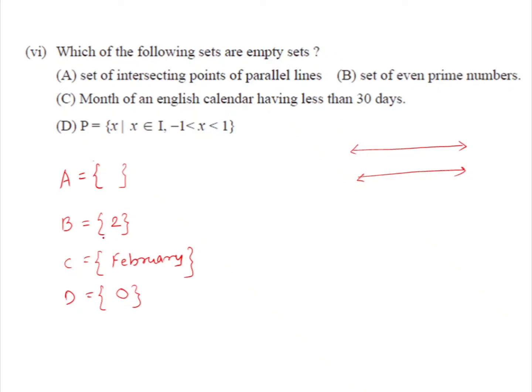That's why, as we can observe here, set B, set C and set D have a minimum of one element. So these sets cannot be empty sets because they have one element each. So there is only one set, set A, which does not have any element. That's why the empty set is set A. So here the correct alternative is alternative A.